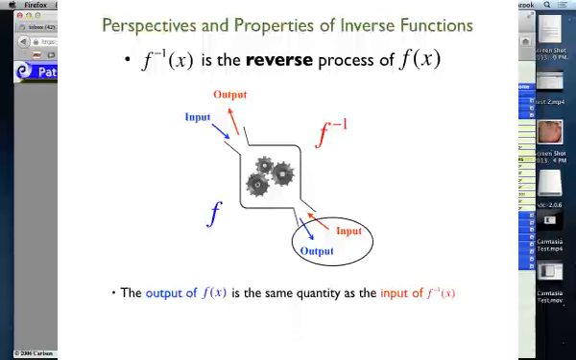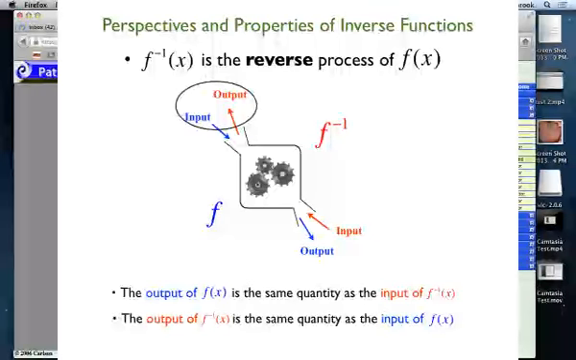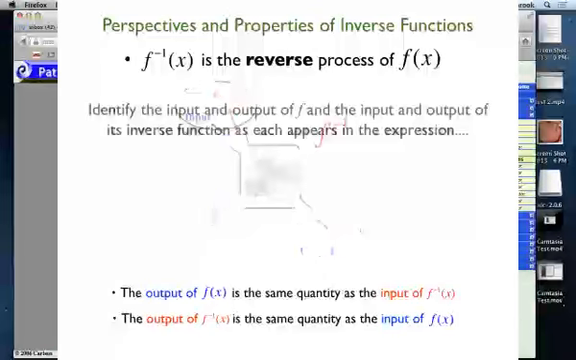You see that? And then similarly, the output of the inverse G is the same quantity as the input of F. So the input and output switch when you reverse the process. You see? So that's 3. And then that G of 3 is?